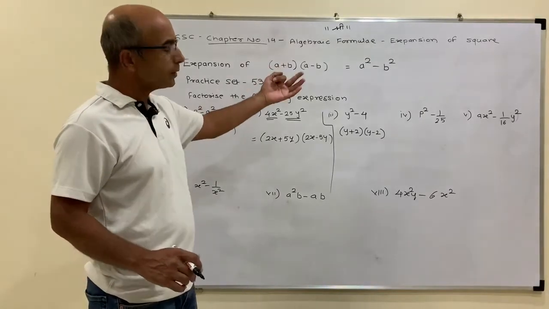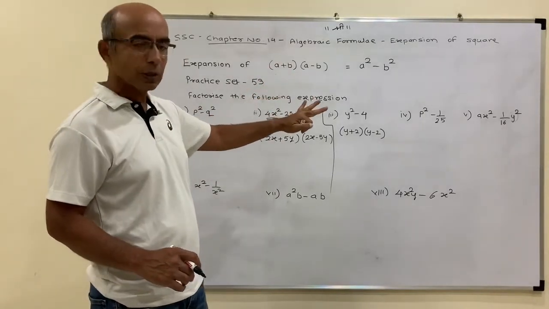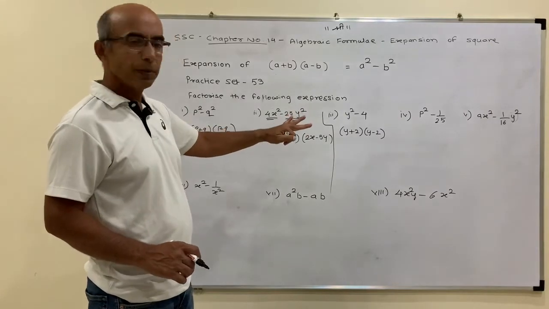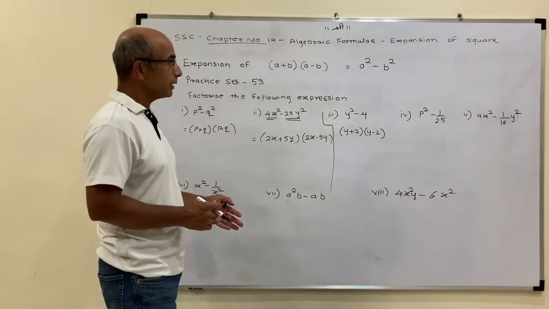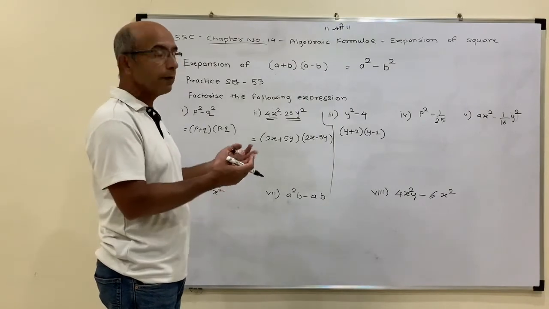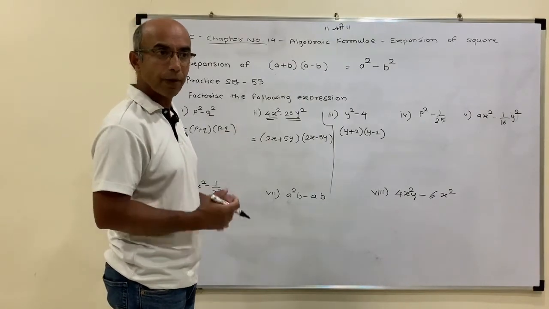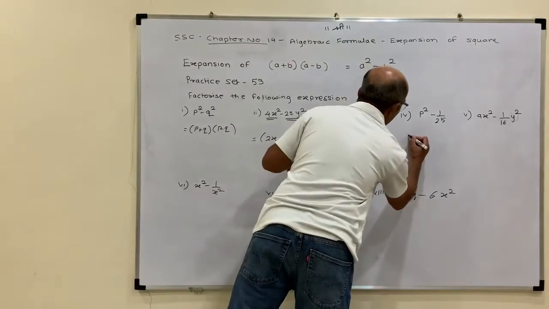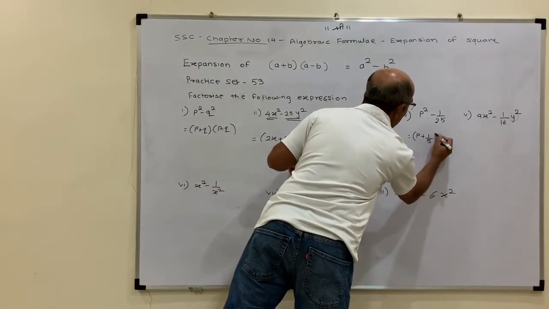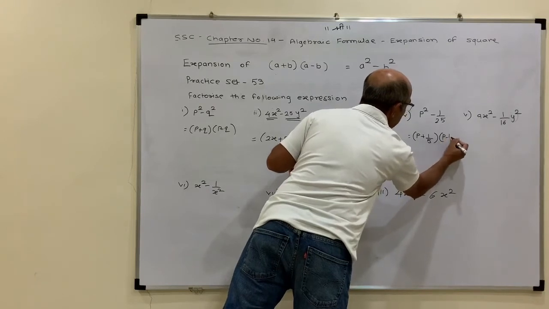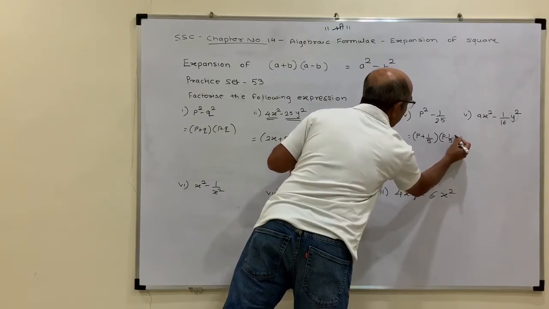Now in the fourth one, whether p square is a perfect square? Yes, p square is a perfect square of p. Whether 1 upon 25 is a perfect square? Yes, 1 upon 25 is a perfect square of 1 upon 5. So our answer will be (p plus 1 upon 5) into (p minus 1 upon 5).